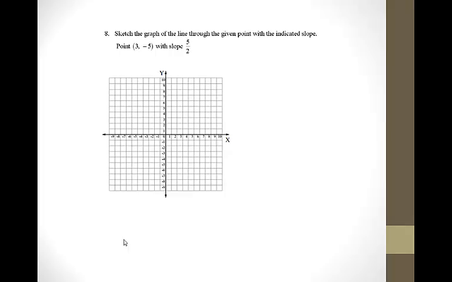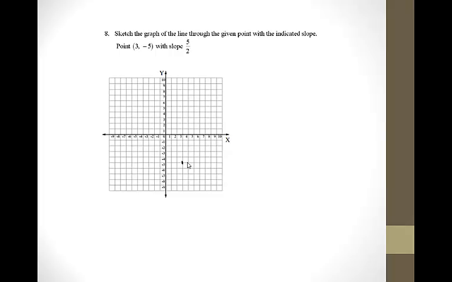Sketch the graph of the line through the given point with the indicated slope. So the point is 3, -5. This first part tells you which way to go, right or left. So we start at 0, 0, and we go to the right 1, 2, 3 spaces. The second number, the -5, tells us where to go up and down. So we'll go down 1, 2, 3, 4, 5 spaces. And that right there is our point.